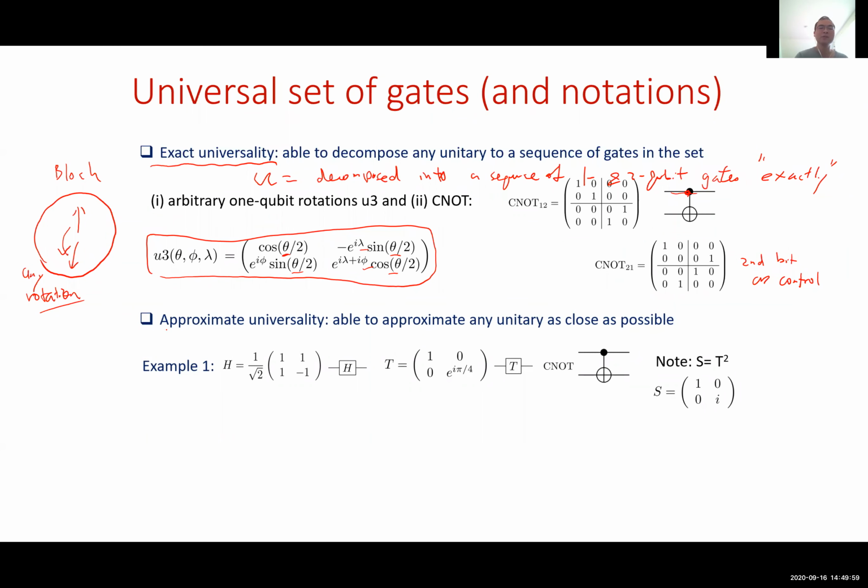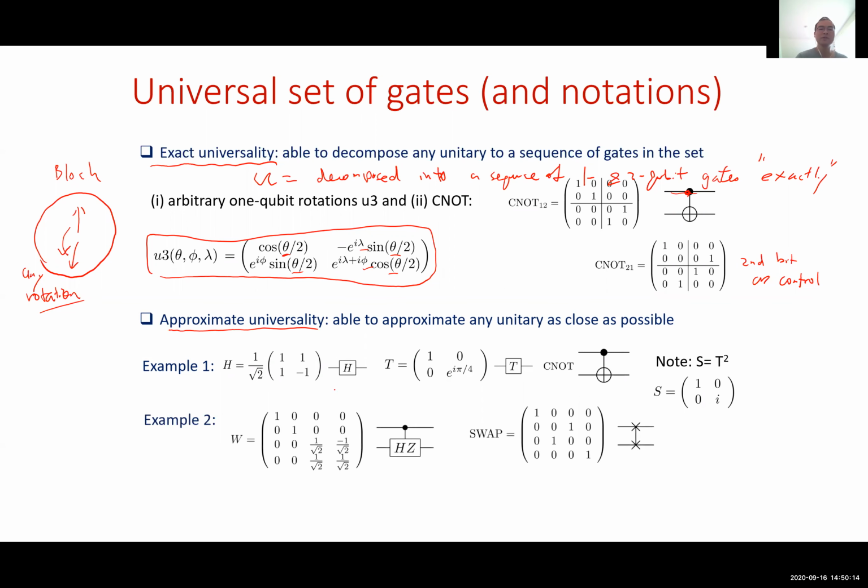The approximate universality is you being able to approximate as close as possible. If you include more terms, then you will be able to approximate that. So I already talked about this. This is the first example that we've seen, but it's not the only set. You could use other sets. For example, you use this control almost Hadamard, right? Hadamard times Z gate. This is control Hadamard Z.